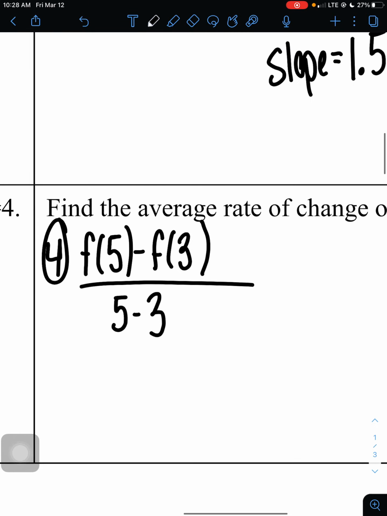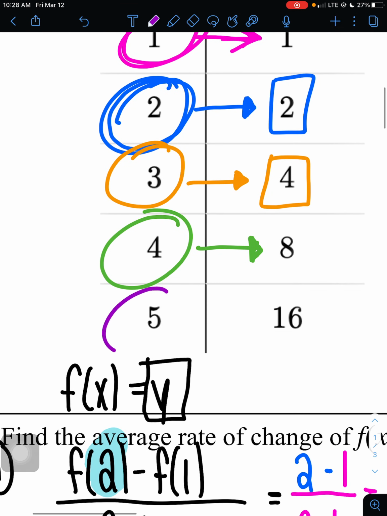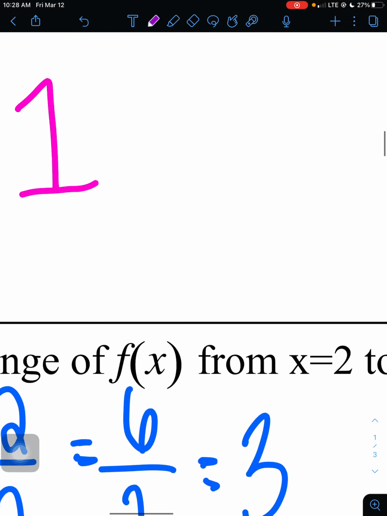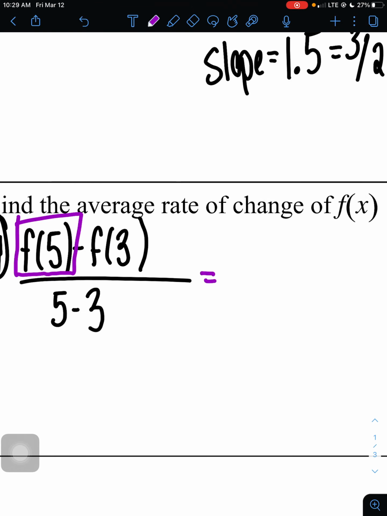Let's look here at 4. They want us to find the average rate of change from x equals 3 to x equals 5. So what is the first thing that we're going to want to do since we've already set it up? We're going to want to figure out what is f of 5. So I got to go up here. Here's where x is equal to 5. That y value is 16. So that's what I'm going to put first. At the top, I'm going to have 16.